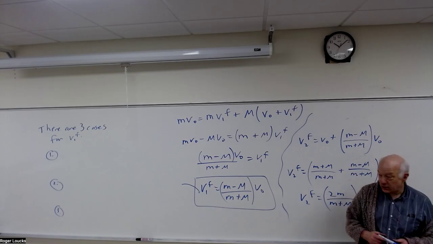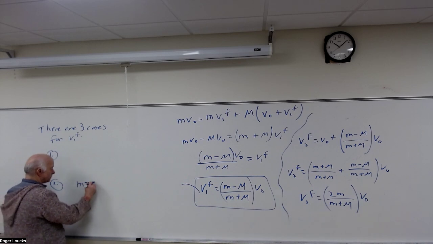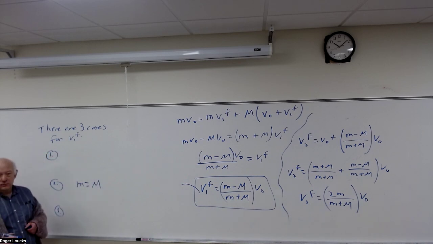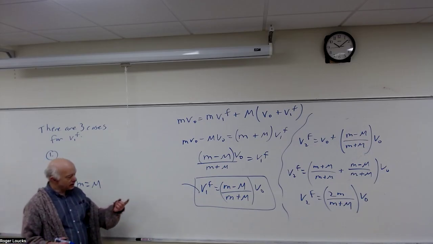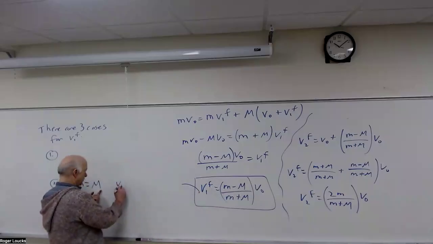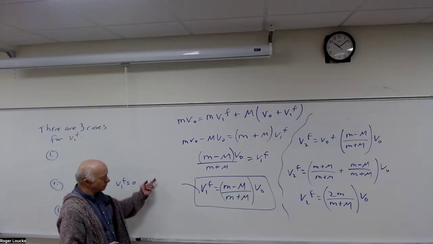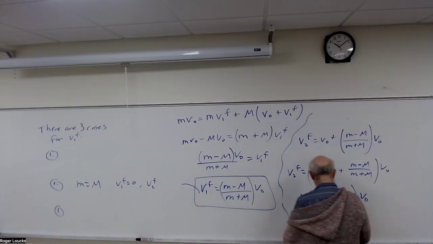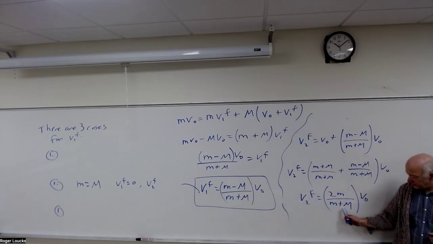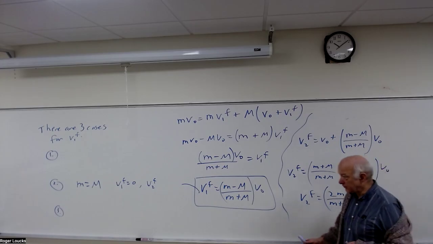Masses are. That could be one of them. I could have the case of little m equaling big M. What happens in that case then? Yeah, if little m equals big M, if these are the same mass, V1 final is 0. What about V2 final? These masses are the same. The bottom then becomes 2m, so they cancel here. So this gives V naught.